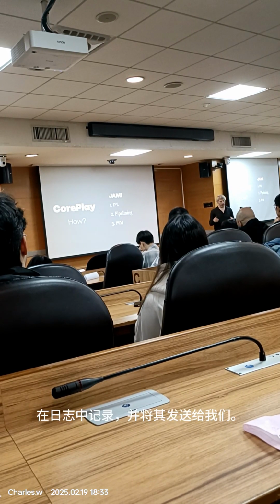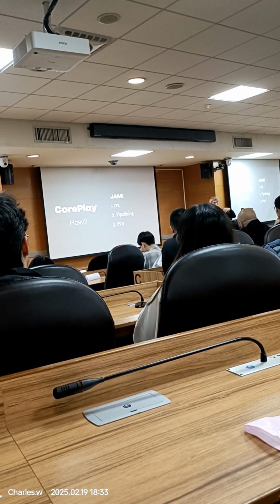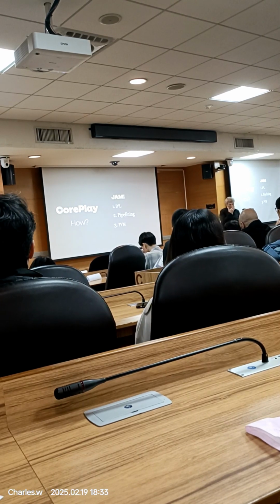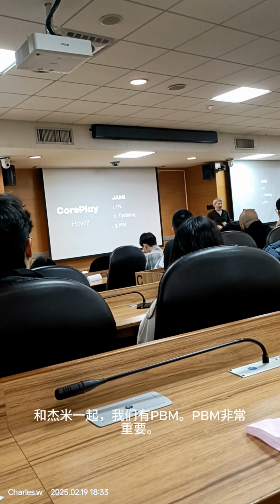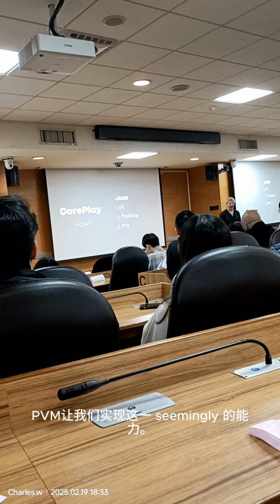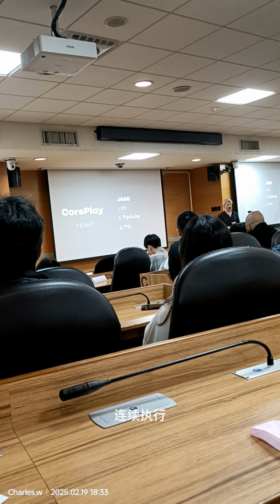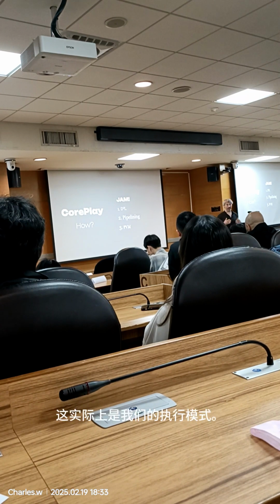With JAM, we have pipelining. This allows us to speed a lot of things up. We can use all of these different cores at the same time. And with JAM, we have PVM. PVM is crucial. PVM is what allows us to have this apparently continuous execution mode, this actually Turing complete execution mode.